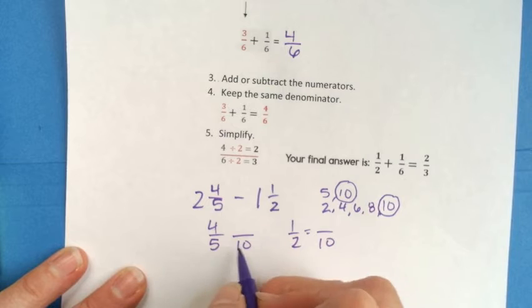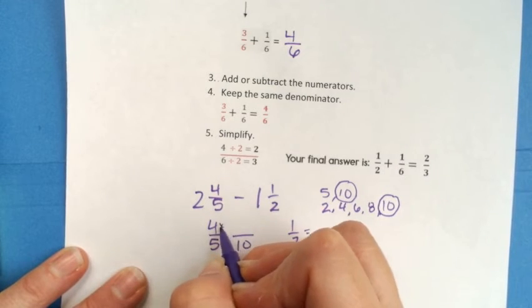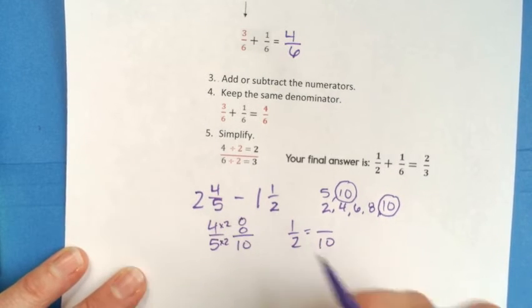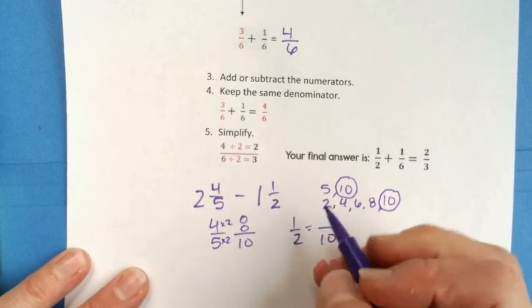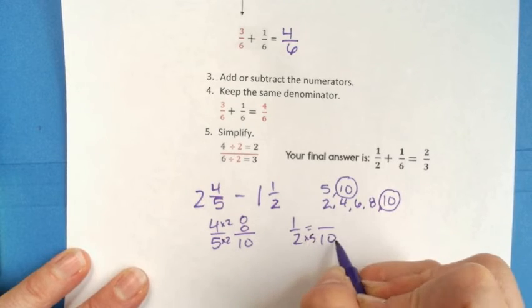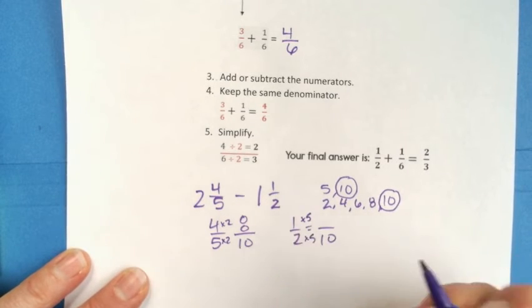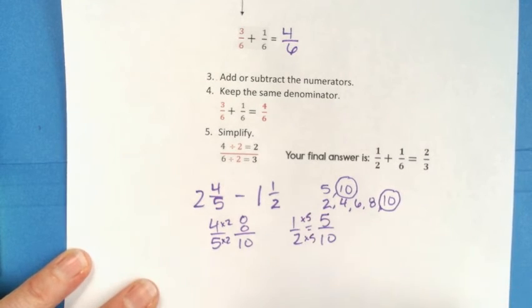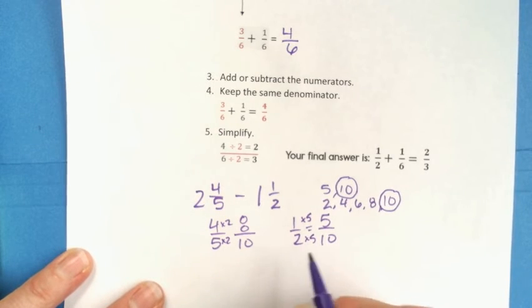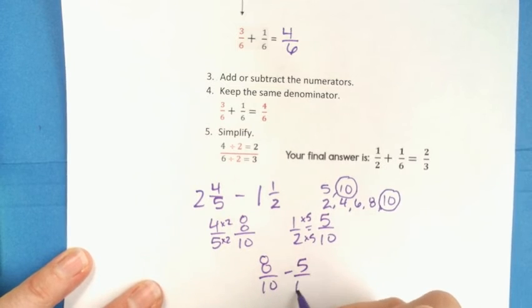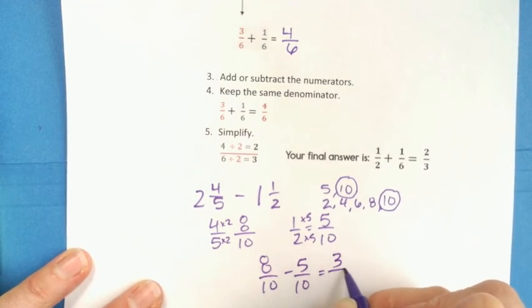So 4/5. To get a 10 here, I multiply by 2. So I'm going to multiply the top by 2, and I get 8 tenths. Here, I multiply 2 times 5 to get 10, so I do that up here too. 5 times 1 is 5 tenths. So now I've got 8 tenths and 5 tenths that I'm subtracting. Okay, so 8 tenths minus 5 tenths equals 3 tenths.